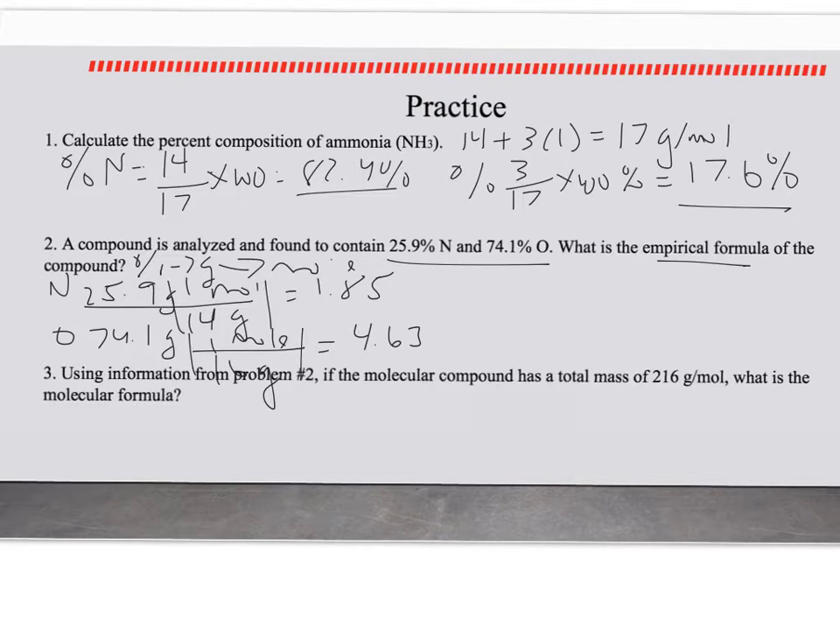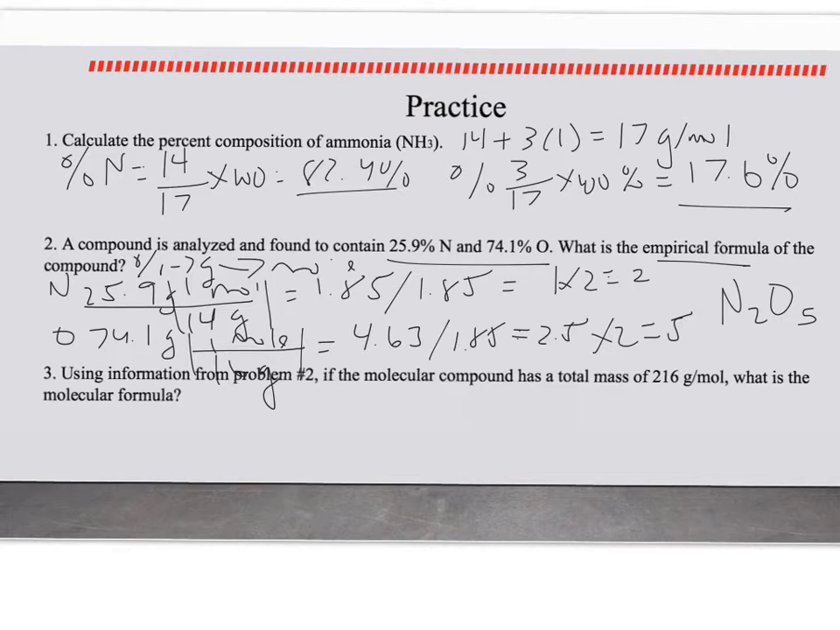Then I look at the lowest mole number, which is 1.85, so I need to divide both by 1.85. 1.85 divided by itself is just 1, so my ratio for nitrogen is 1. 4.63 divided by 1.85 in the calculator, you'll get 2.5. Remember, I can't have any subscripts ending in 0.5, so I'm going to multiply by a factor of 2 to get rid of the decimal. So I have a ratio of 2 to 5, so my empirical formula is going to be N2O5.